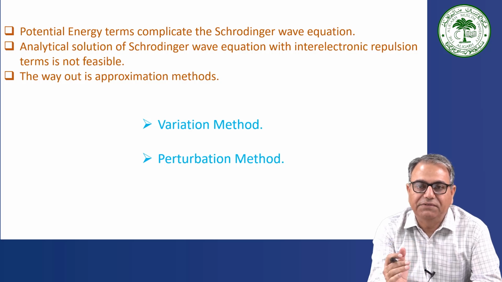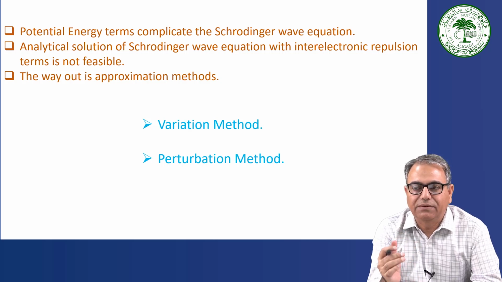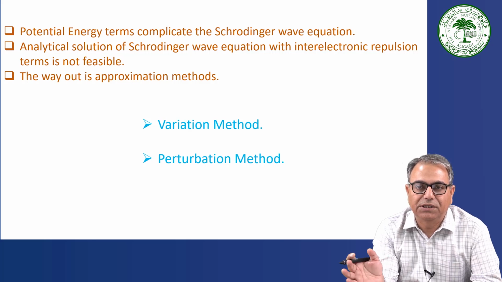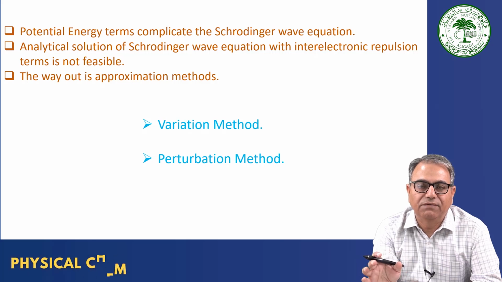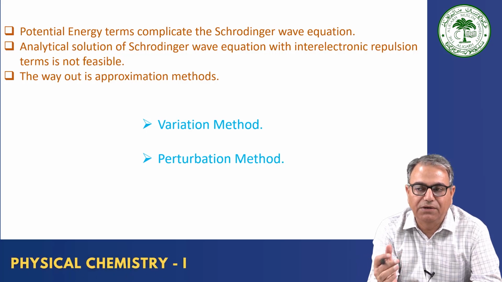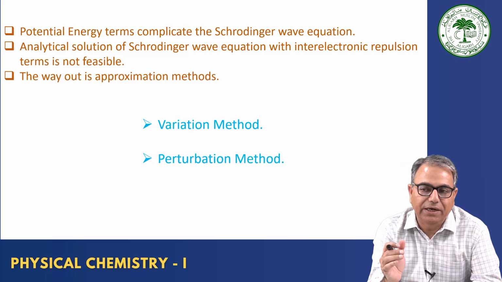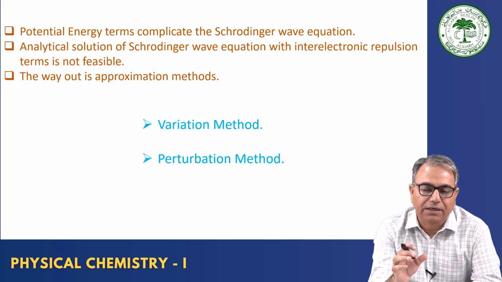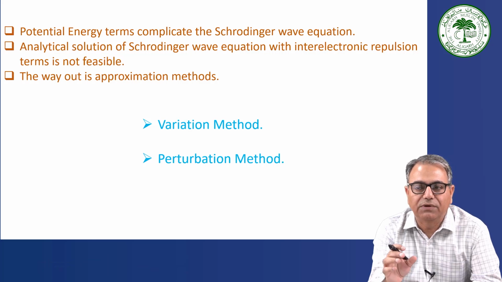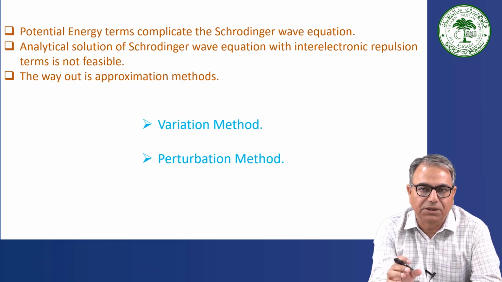It is needed because of the inter-electronic repulsion or internuclear repulsion terms. These potential energy terms become very large, and they complicate the Schrodinger wave equation and make it infeasible to solve. So we require an approximation. Now, what is the methodology used for this approximation? There are two broad methods. One is called the variation method, and another is called the perturbation method.